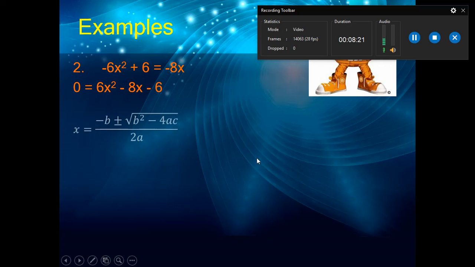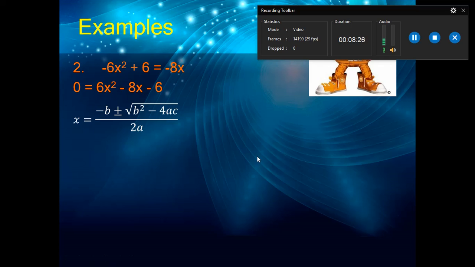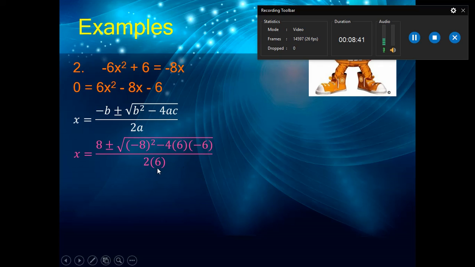So let's start again with our quadratic equation. We're going to sub in, so negative 8 for B will be positive 8. Underneath the square root radical, we'll put negative 8 in parentheses, minus 4, and then A is 6, and C is negative 6, and in my denominator, I have 2 times 6. Again, be careful with your signs.